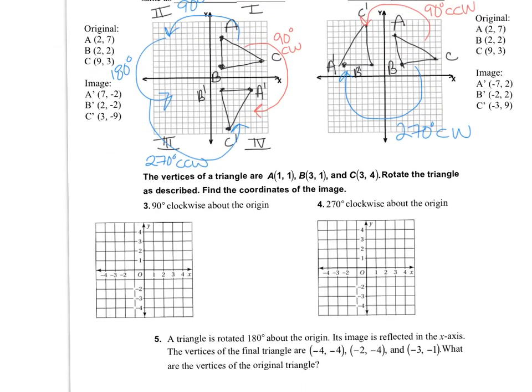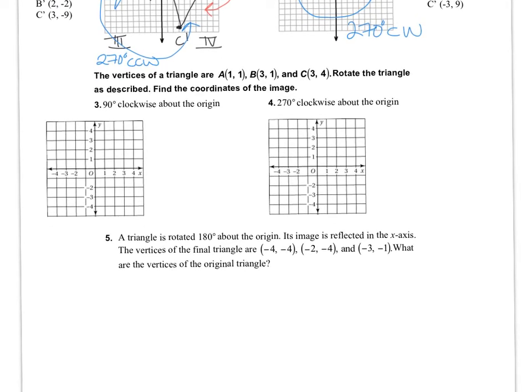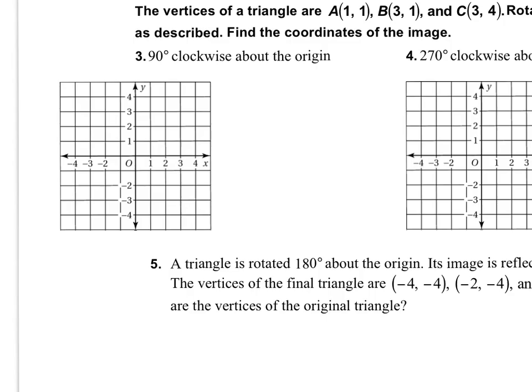Okay, last couple problems. The vertices of a triangle are 1, 1, 3, 1, and 3, 4. Rotate the triangle as described. So let's draw the original points. We have 1, 1 for A, 3, 1 for B, 3, 4 for C. So that's your original triangle, A, B, C.